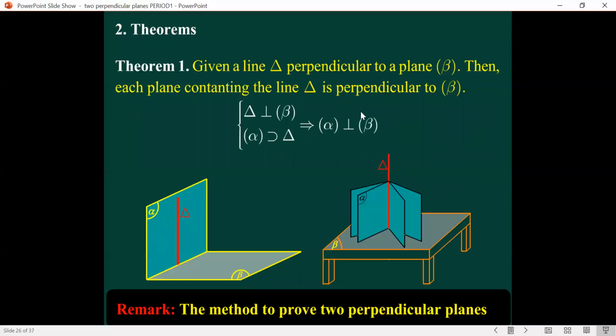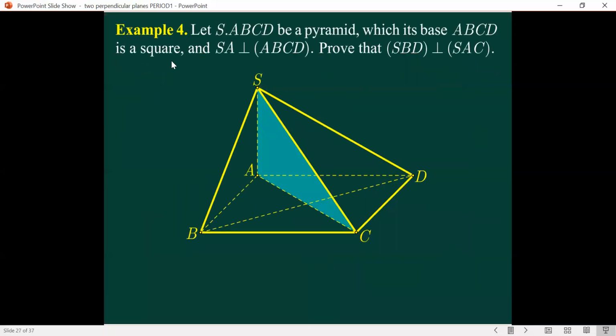Look at here. Line delta is perpendicular to plane beta, and plane alpha contains line delta. So we can conclude that plane alpha is perpendicular to plane beta. We move to example 4.